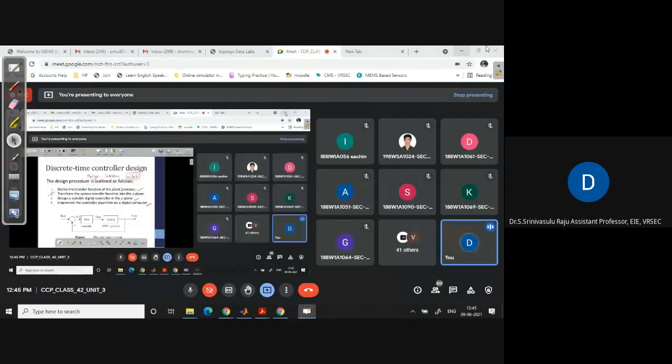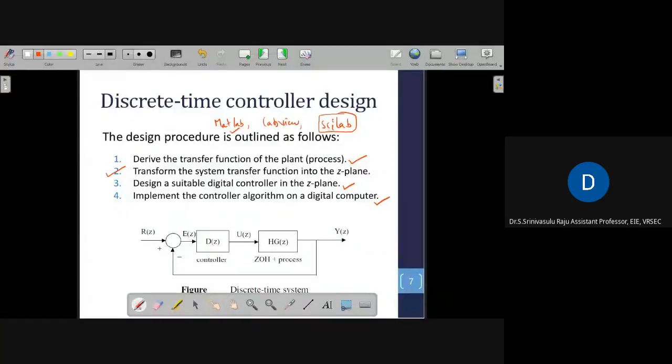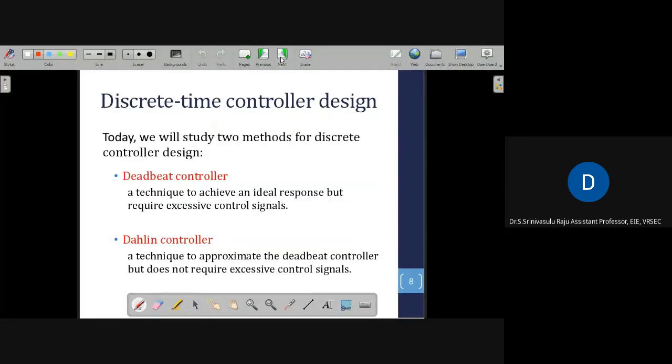Okay, that means write the program in MATLAB. So this is the flow of process if you want to implement any algorithm in the software. For a simplified version, we have studied Deadbeat and Dahlin's in our unit 3.